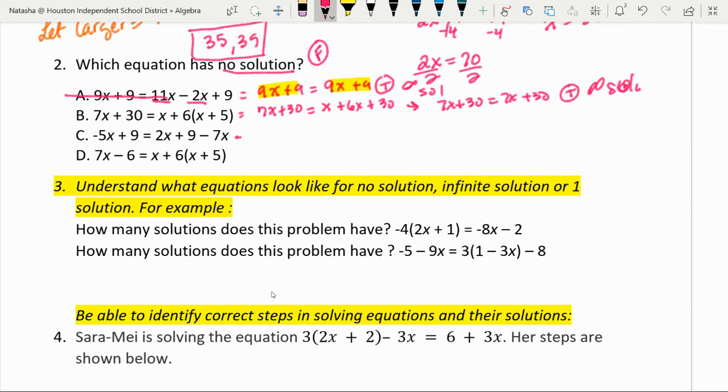Next one. I have negative 5x plus 9 is equal to 2x minus 7x is going to give me negative 5x. And then I have plus 9. Again, same equation, so that means that's true. And that means that we have infinite solutions. All right, I'm going to pause.